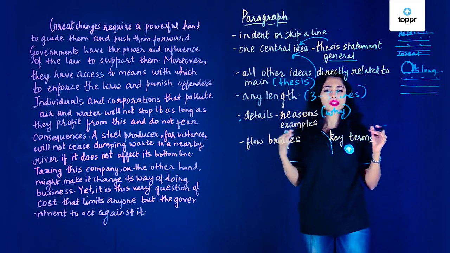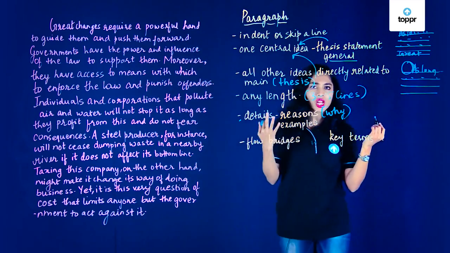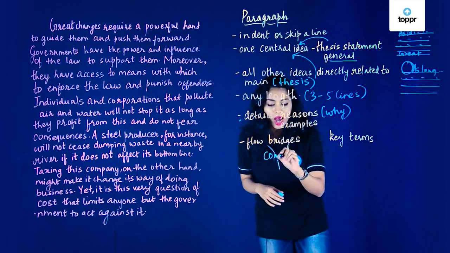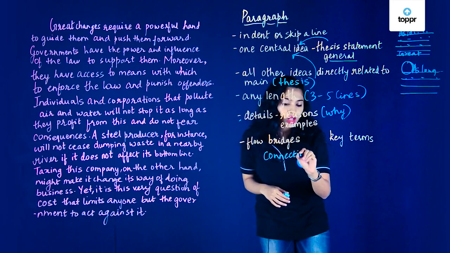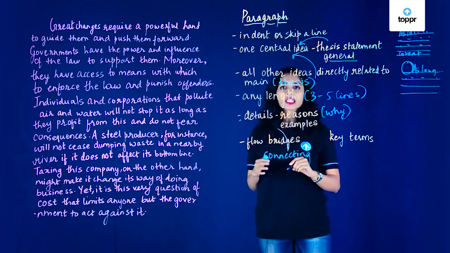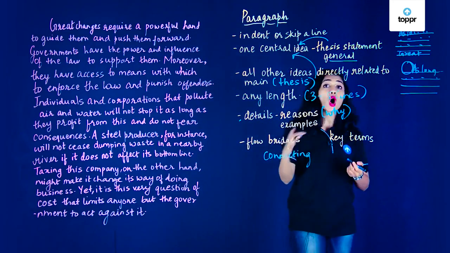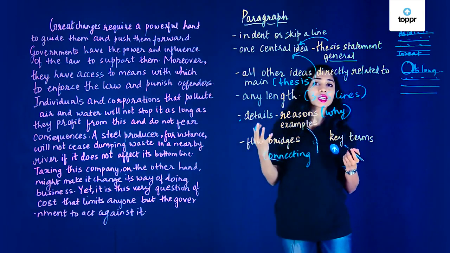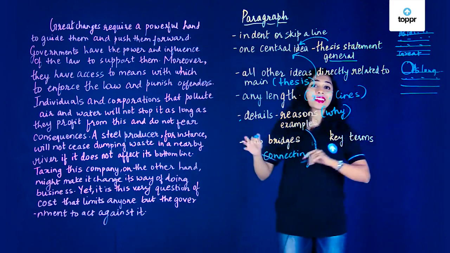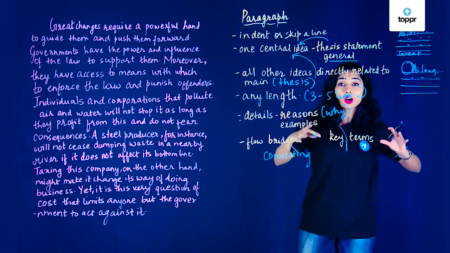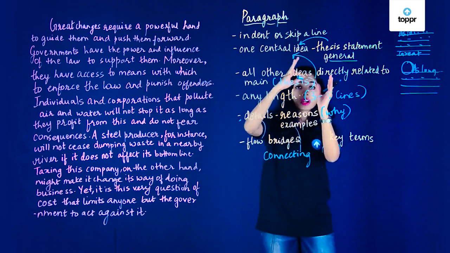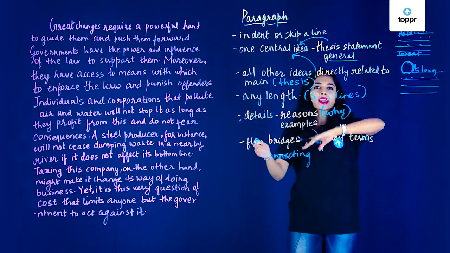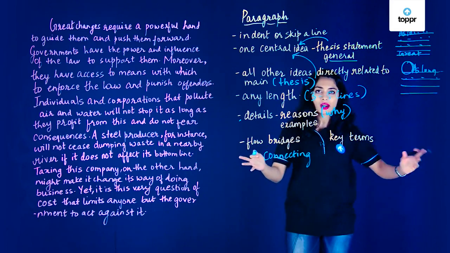Well, the next important thing is flow bridges. What are flow bridges? Well, bridges in general connect things. So flow bridges are nothing but connecting or linking words. Words like although, because, so far, moreover, all these words are connecting words because they connect the statement we are writing to the previous one. So connecting words are very important because they create a flow in your paragraph.